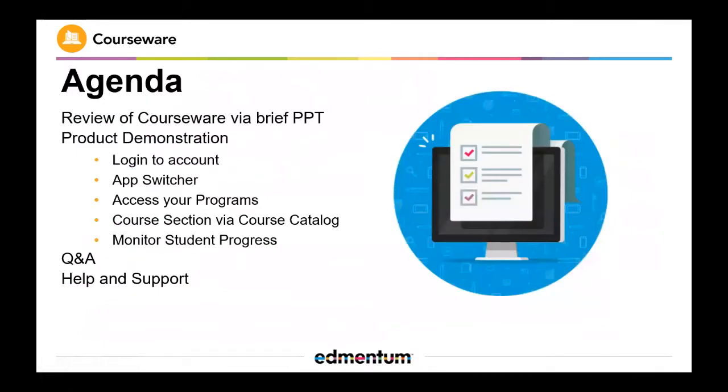Our agenda today is we'll start with a brief review of what the Courseware program is and why it's useful, just through a PowerPoint. After about 2 or 3 slides, I'm going to jump straight into the product and begin exploring the basics that will help you get set up. That's logging in, reviewing the app switcher bar, and accessing the Courseware program. We will look at the course catalog, then I'll show you how to create a course. After that, we'll move to the instructor interface so I can show you how you will monitor and track student performance, progress, and grades.